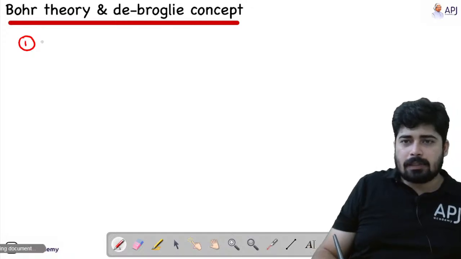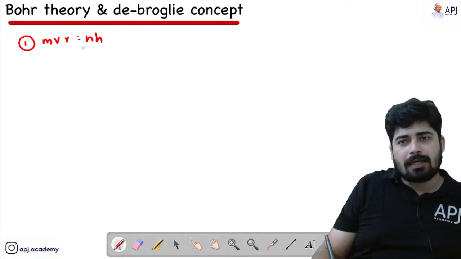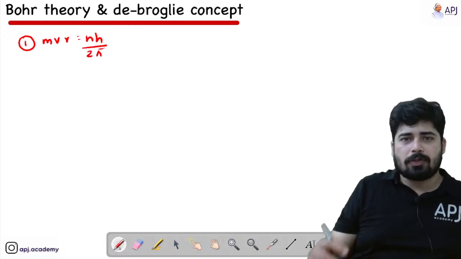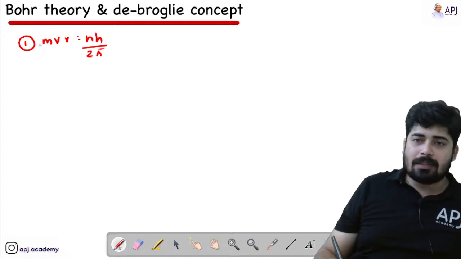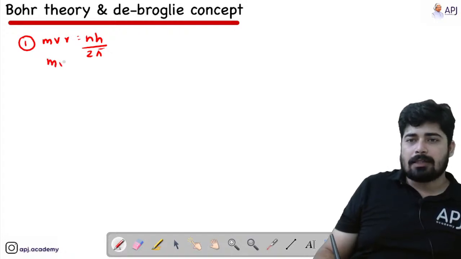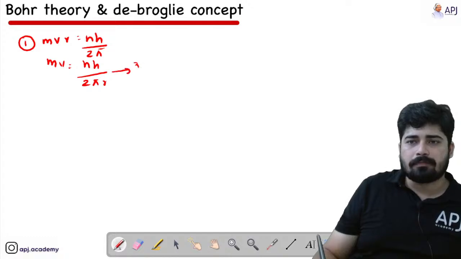And we have been given that equation: mvr is equal to nh by 2 pi. The n value should be an integer, so it is an integral multiple of h by 2 pi. From this we can say that mv is equal to, taking r to the LHS, nh by 2 pi r. Let this be equation number 1.